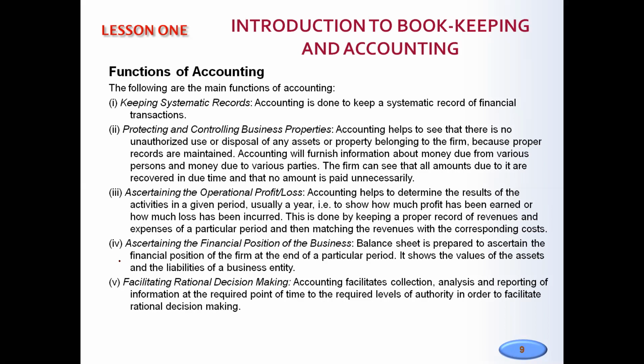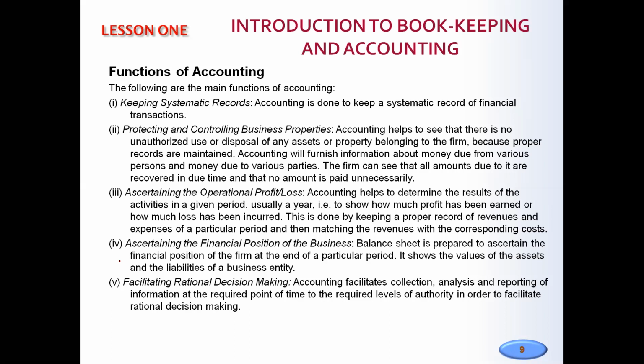Because proper records are maintained, accounting will furnish information about money due from various persons and money due to various parties. The firm can see that all monies due to it are recovered in due time, that no amount is paid unnecessarily. For example, if you are making payment to your supplier, because you have proper accounting record in place, it will help you to know whether the company is actually owing that supplier from the record of the books that you have kept from the supplier's ledger. You'll be able to know so that you don't unnecessarily pay somebody you are not owing.